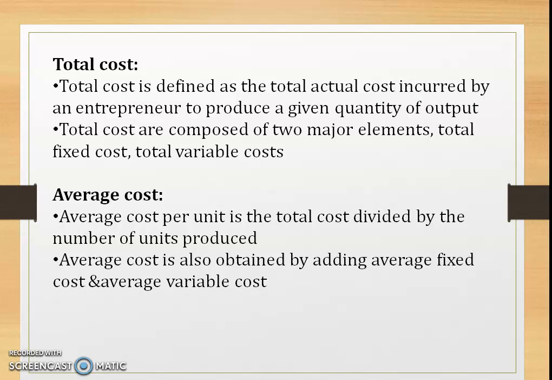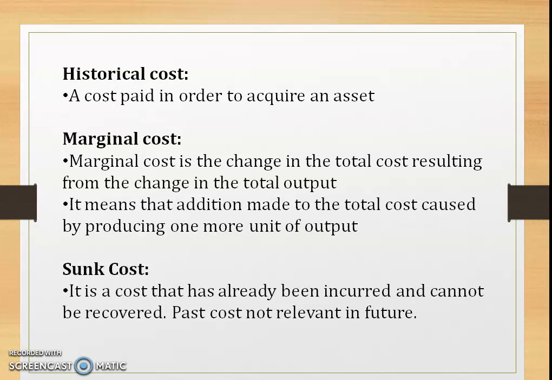Let's see average cost. Average cost per unit is the total cost divided by the number of units produced by the firm. The average cost is also obtained by adding average fixed cost and average variable cost. Let's see the next cost, which is historical cost. Historical cost is nothing but the cost paid to acquire an asset.